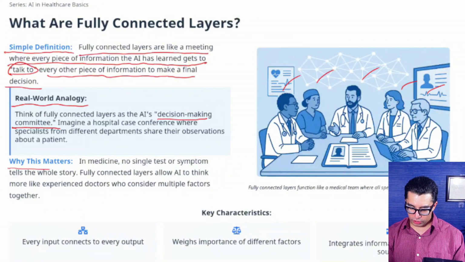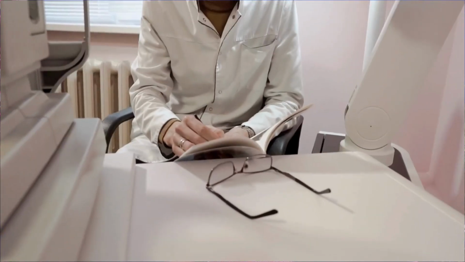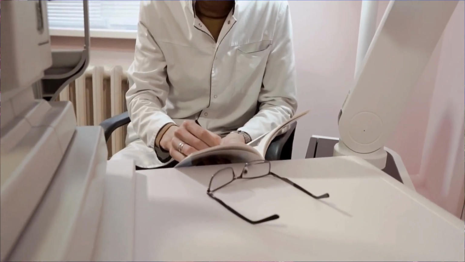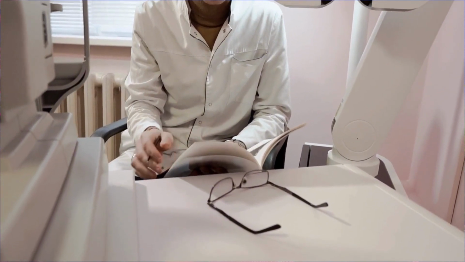And why does this actually matter in medicine? Because no test or symptom tells the whole story. A fully connected layer allows AI to think more like experienced doctors who consider multiple factors together. And as anybody who works in any clinical setting knows, one variable, one aspect might be dangerous just in itself, but you have to look at the whole picture.